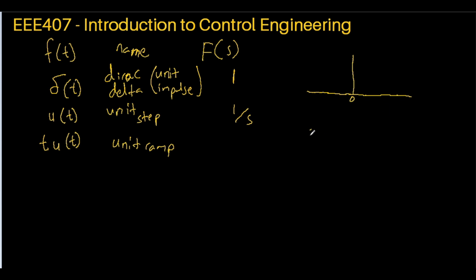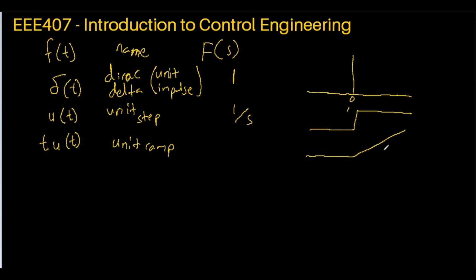Our unit step function, we already said, is 0 until you get to time t equal to 0, and then the magnitude now becomes 1. Our unit ramp function is 0 when time is less than 0, and at the point where time becomes 0, it starts rising and keeps on rising.